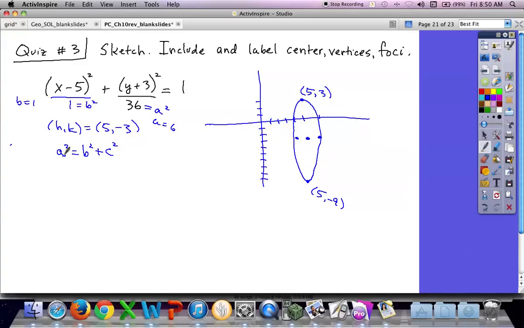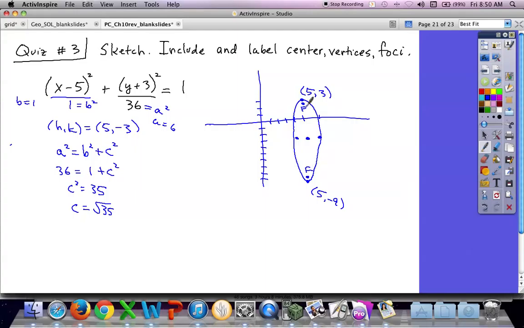So when you substitute here, a squared was 36, b squared was 1, it's c squared. So c squared equals 35, and c is the square root of 35. Right? So we would know that these points are just a little bit less than 6 away from the center, right? These two, the vertices, were 6 away from the center. The foci are like right there, right? Those are the two foci.